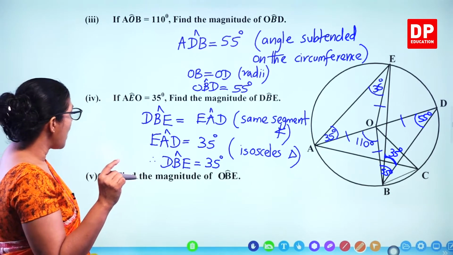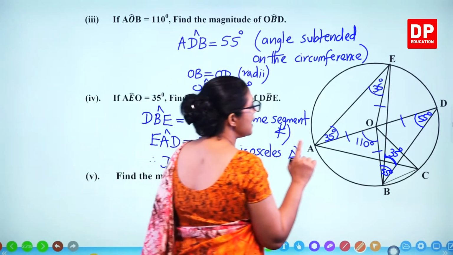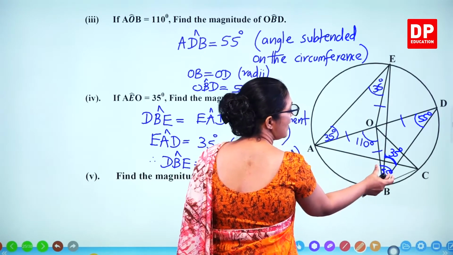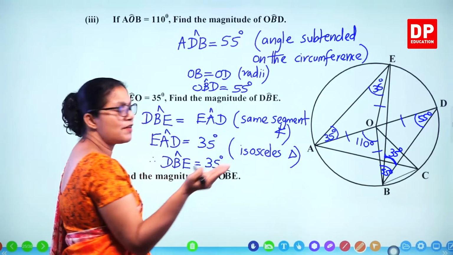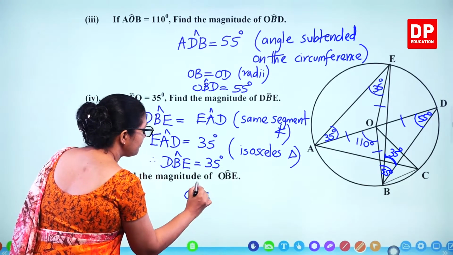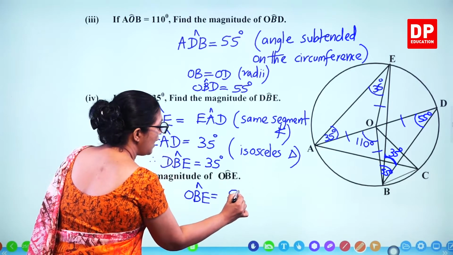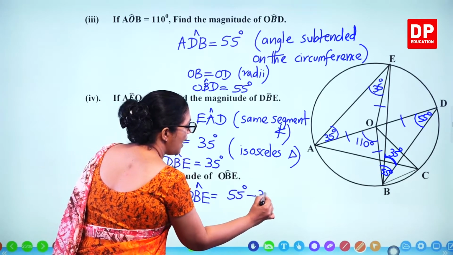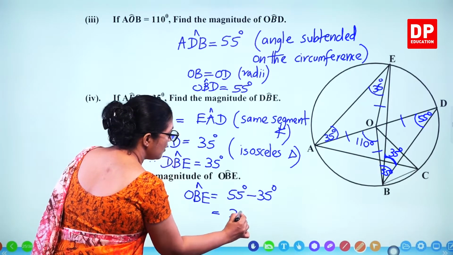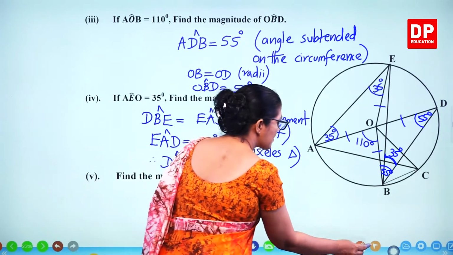What's the last part? Find the magnitude of OBE. OBE, the small angle. So that's easy, the difference of 55 and 35. So what is OBE? Full angle is 55 and the smaller one is 35. So subtract, you get 20 degrees.